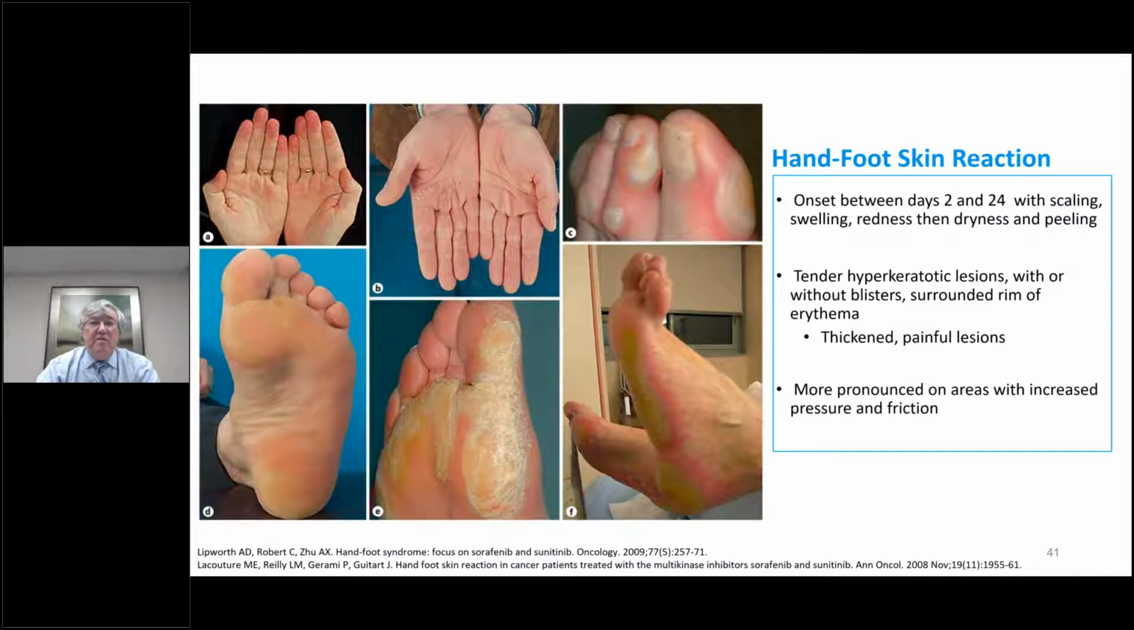So one of the more common ones that I see anyway is the hand-foot skin reaction. Onset is about 2 to 4 days to a couple of weeks. Scaling, swelling, redness, then dryness and peeling. You get hyperkeratotic areas with or without blisters. You get thickened painful lesions. And again, more pronounced in areas of increased pressure and friction, as you can see in these pictures here.